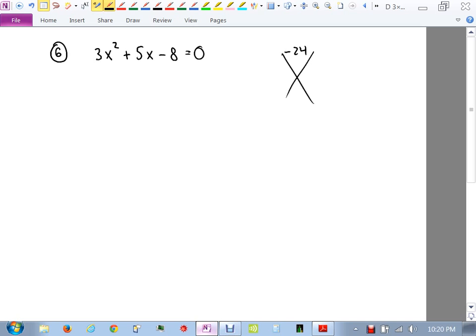Negative 24, that's my 3 times negative 8, and then 5 here. All the factors of 24. Let's see, 1 and 24, 2 and 12. I can't get a 5 out of that. 3 and 8. Ooh, I can get a 5 out of that. Let's see, if I make that 8 here and make that negative 3, then 8 minus 3 is 5, and 8 times negative 3 is negative 24. That works. So now my 2 sets of parentheses, got 8 here, got negative 3 here, equals 0.